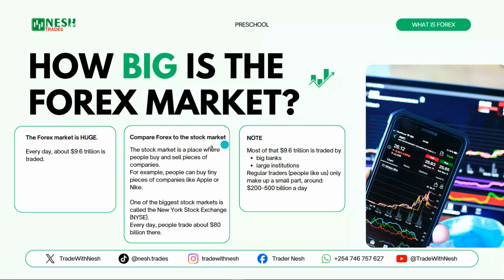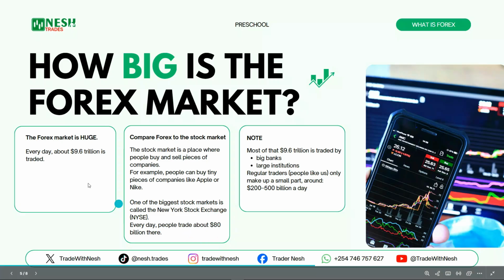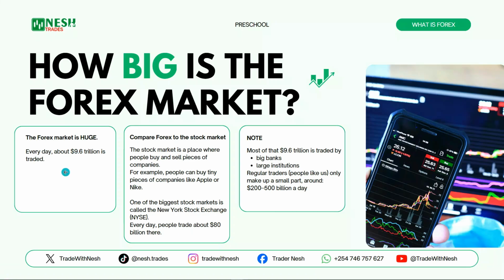And remember, the New York Stock Exchange is one of the biggest financial markets, a stock exchange market, right? People transact a lot of money there, around 80 billion every day. You can see this compared to 9.6 trillion is quite smaller, right?